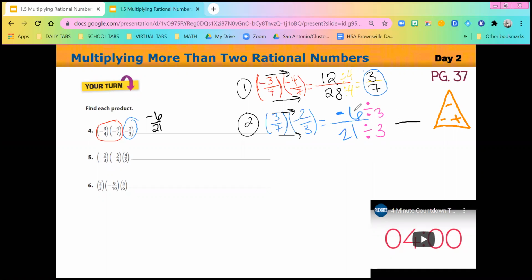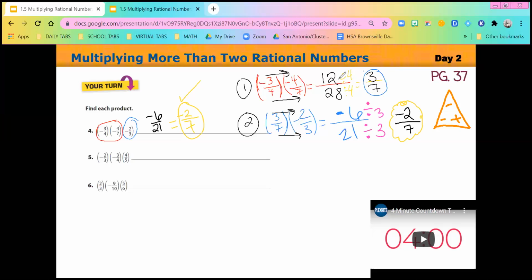Now -6 divided by 3 gives us -2. 21 divided by 3 gives me 7. And I can no longer simplify this anymore. This is the smallest that I can do. So this right here is the answer. -6/21 is simplified to -2/7. This is probably the best answer to have. So if you answered -2/7, you're absolutely correct. Okay, awesome.